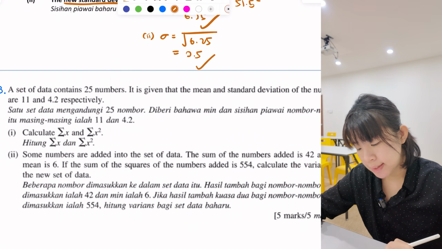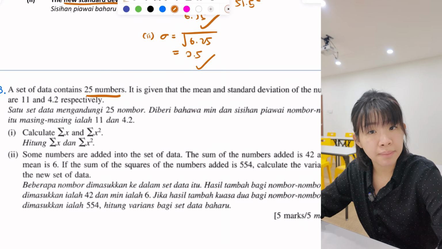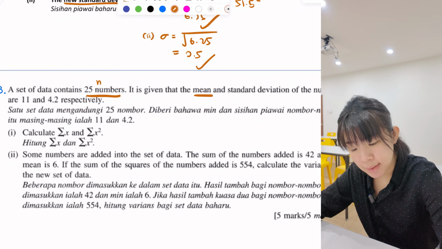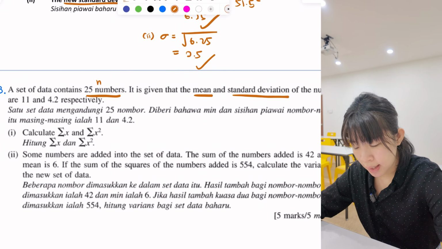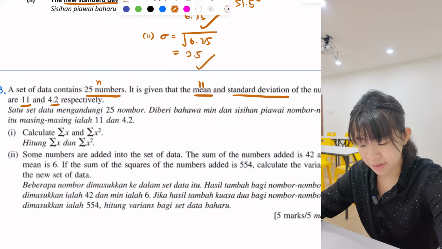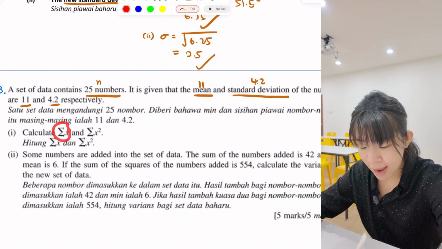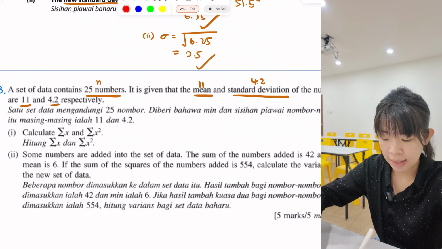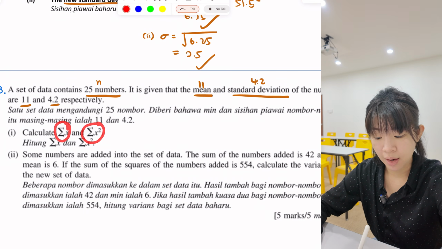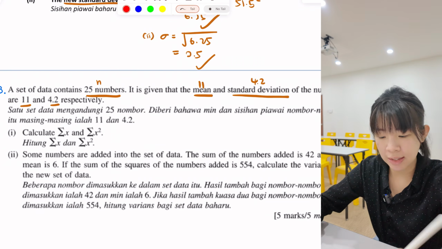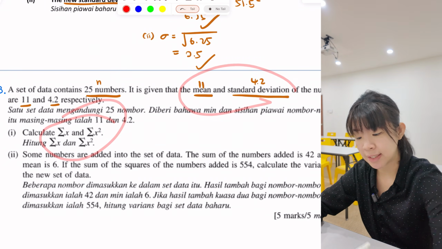Okay, question 3. A set of data contains 25 numbers. So 25 will be n, we have 25 data. Given that the mean, the standard deviation, sisihan piawai, are 11 and 4.2 respectively. Okay, the mean is 11, standard deviation 4.2. Okay, so now they want us to find sum of x squared instead. Okay, for the 2 questions previously, they give us sum of x squared. Then we use that to find mean, standard deviation. Now terbalik, they give us this to find sum of x and sum of x squared.